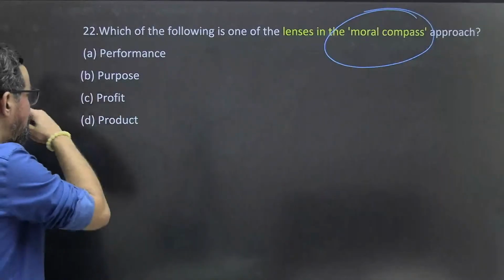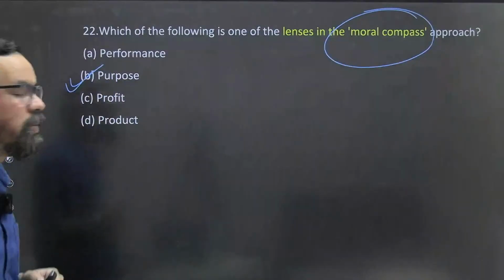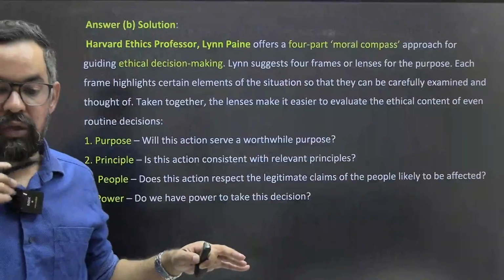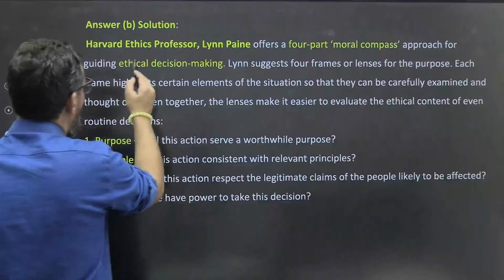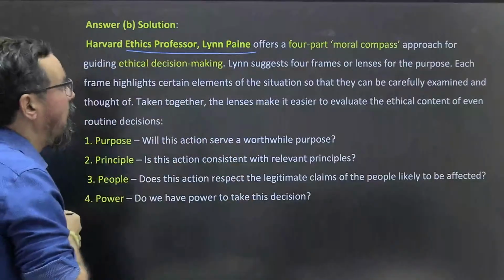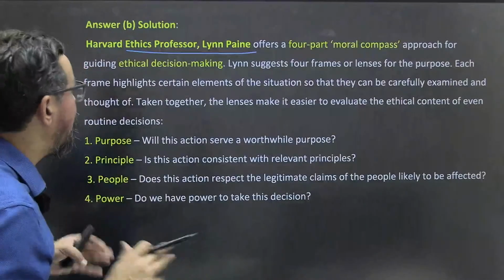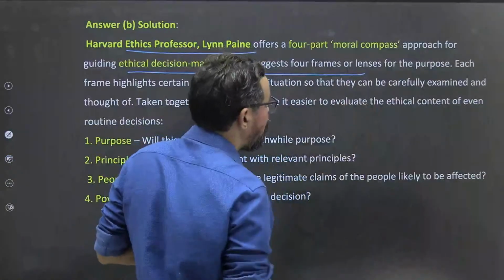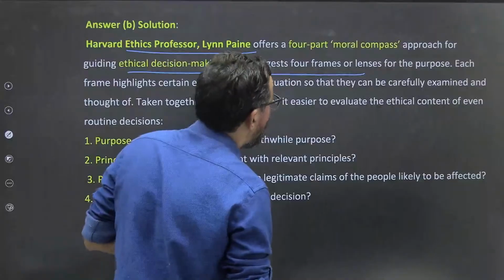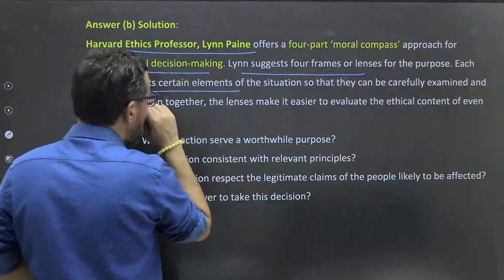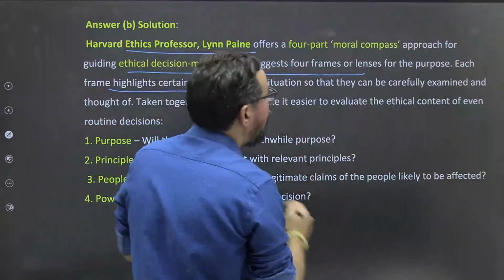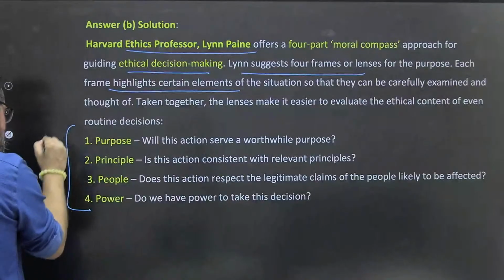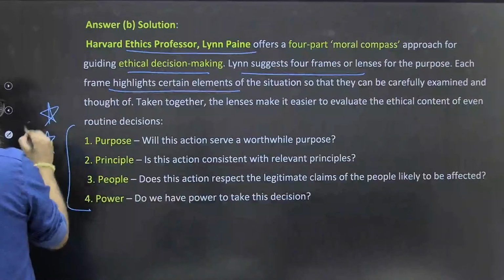The first one itself is purpose. So option B, purpose, is the very first one in that particular approach. What is the purpose of that particular action? That is the very first one. Harvard ethics professor Lynn Payne offers a 4-part moral compass approach for guiding ethical decision making. Lynn suggests 4 frames or lenses for the purpose. Each frame highlights certain elements of the situation so that they can be carefully examined. So these are the 4 ones. Please do remember this one. This is a very important one. If they ask, it will be for sure for 1 mark.